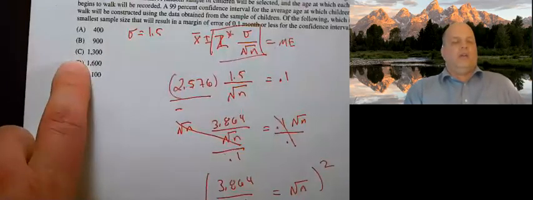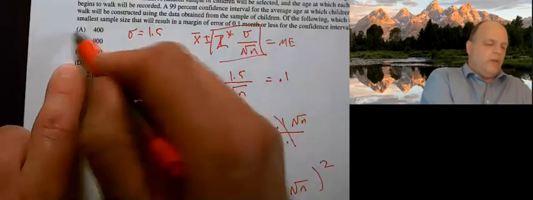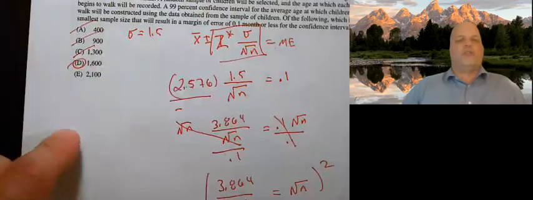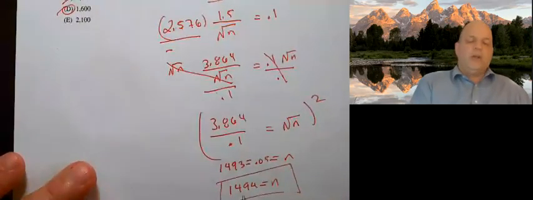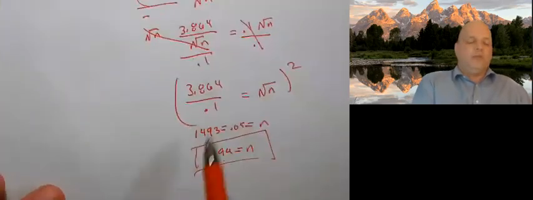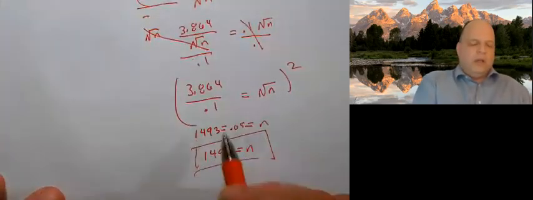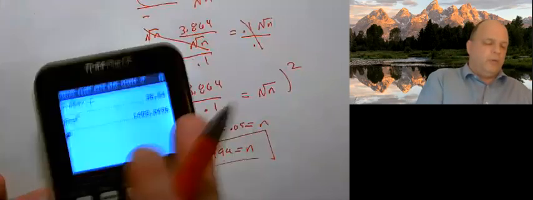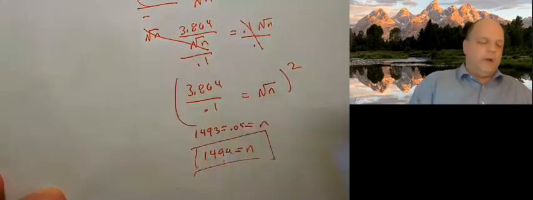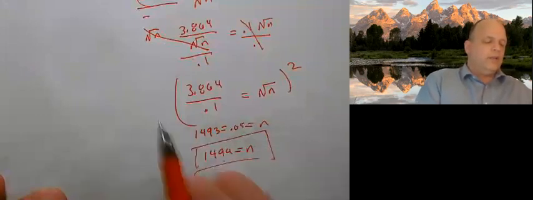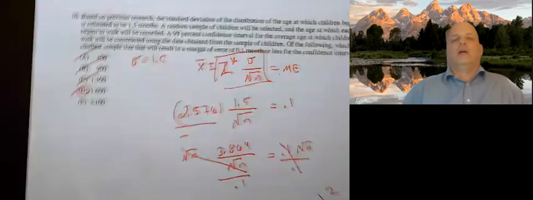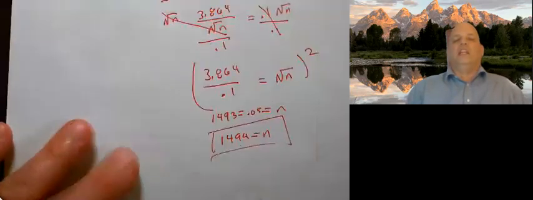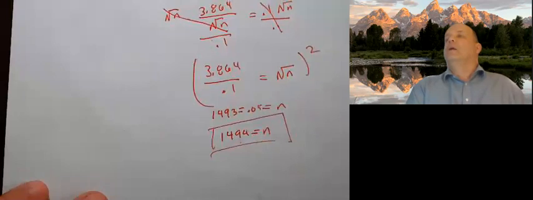So 400, no. 900, no. 1300, no. So the first one that's larger is 1600. So my answer to this question is 1600, even though we counted 1494. And please notice, I rounded this up. Even though I had a very, very small decimal, 0.05, I still had to round up to 1494. And then it's like, okay, 1494 is not an answer. I need the next one that's larger. All right, so 1600 or D. All right, thank you.